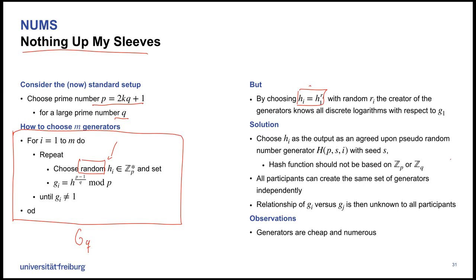So the solution is very simple. Don't do it randomly. What we do is we use a random number generator, H. Now we can also take a hash function or something else. And you put into this H the prime number, maybe some seed, and the number for the H that you want to set into this algorithm. So now you have a determined set of generators. You start with the first generator and you publish that. That's how we choose the generators. And this hash function should not be based on set P or set Q. So it should be somehow independent, AES or whatever.